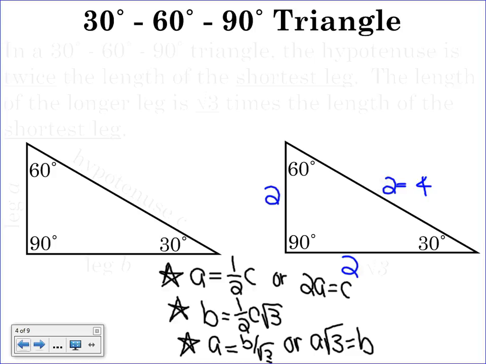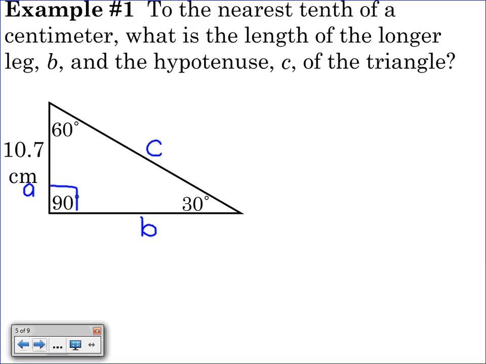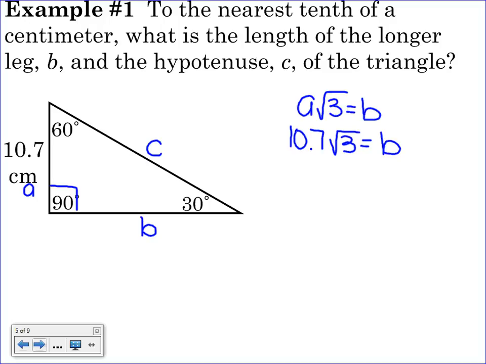Again, I like to use this one more. I like to use A times the square root of 3 equals B more, just because it's a lot easier to write. So A times the square root of 3 equals B. We know what A is. A is 10.7 centimeters. So we plug 10.7 in for A. So 10.7 times the square root of 3 equals B.